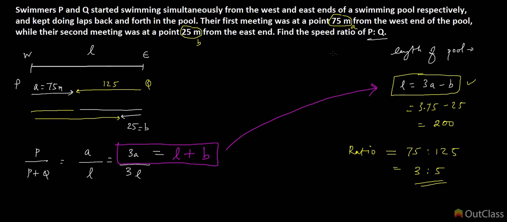And once you have the formula, the rest is the same. You have a length of 200, so he has done 75 in the same time that the other has done 125. Therefore, the ratio is 3:5. Remember this formula. It will save you a little bit of time, provided this exact pattern of data is given: first meeting from one end, second meeting from the other end.